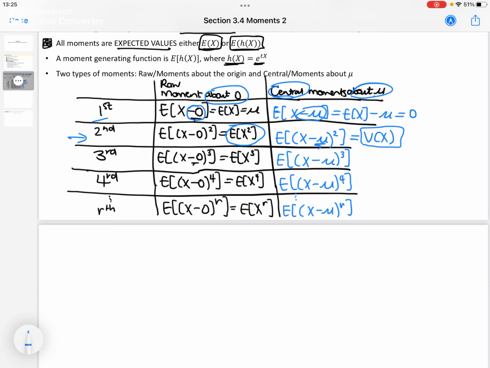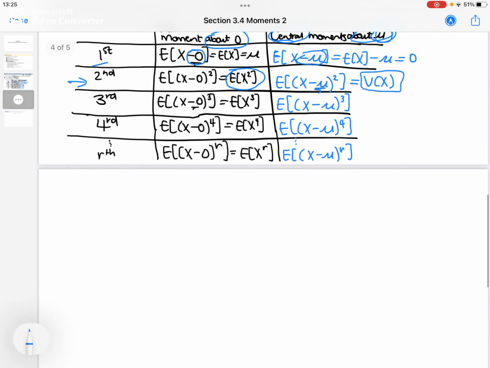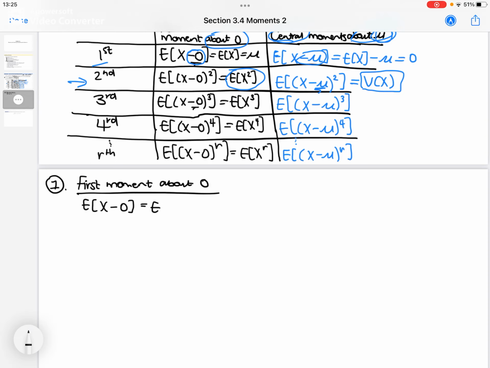So you have to say the word central because of the expected value or because of mu there. Mu tells us where the probability distribution is centered. All right, so I'm going to list then the important moments that you need to take note of. The first one is the first moment about 0, defined as expected value of x minus 0. That is expected value of x. In other words, that is mu.